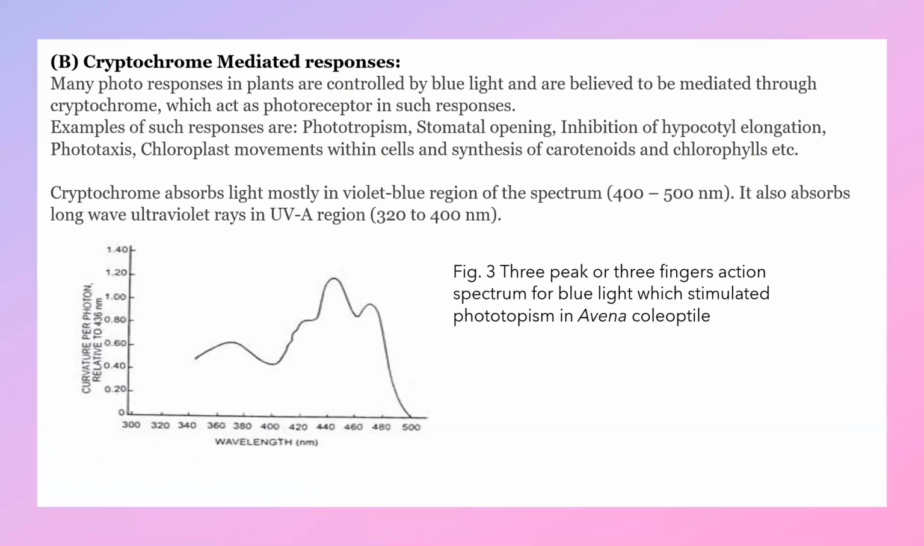The graph over here shows the absorption spectrum for blue light in Avena coleoptile, which leads to stimulation of phototropism. Three peaks are indicating the action spectrum of blue light.